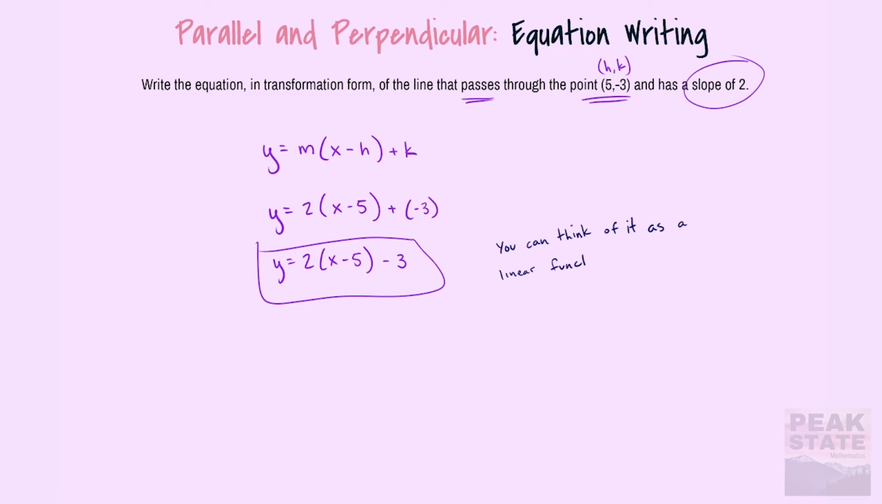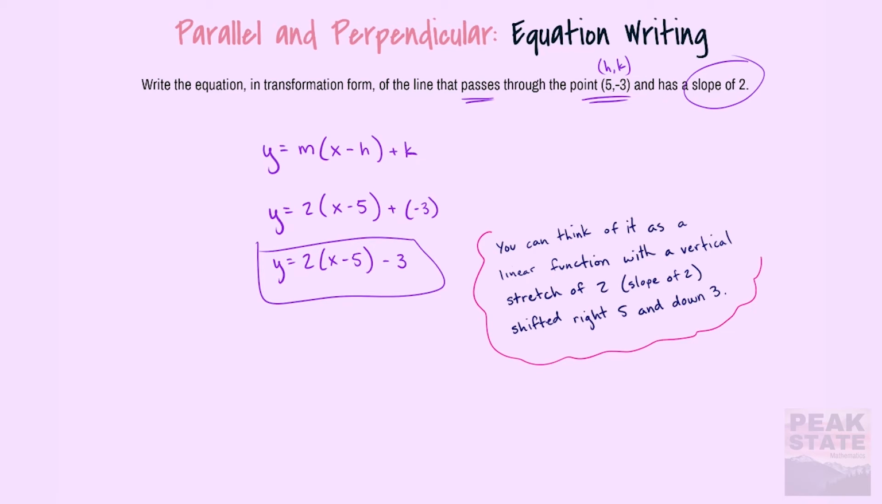So again, if we thought about this more in an algebra 2 kind of way, which again you'll see later on in mathematics, you can think of this as a linear function that has a vertical stretch of 2, or in other words, a slope of 2, that is shifted horizontally, or to the right in this case, 5 units, and vertically down 3 units. So super helpful later on.